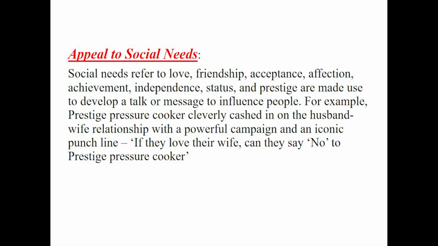Then we come to appeal to social needs. Social needs refer to love, friendship, acceptance, affection, achievement, independence, status and prestige, which are made use of to develop a talk or message to influence people. How? For example, Prestige pressure cooker cleverly cast the husband-wife relationship. You look at these advertisements with a powerful campaign and an iconic punchline. If they love their wife, can they say no to Prestige pressure cooker? That is the punchline or tagline of that advertisement. It means a loving husband will gift his wife with Prestige pressure cooker only. So, the brand name is promoted and emotionally the social needs are touched upon in that advertisement, and the person who is looking at the ad is convinced to buy such products.